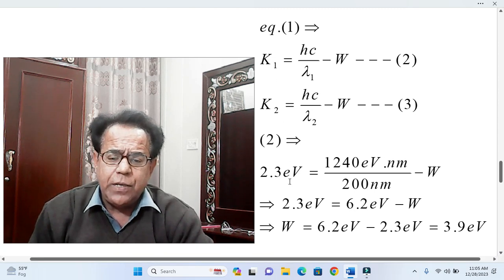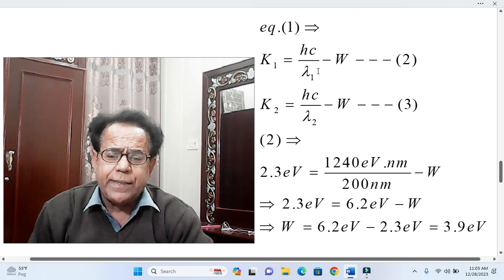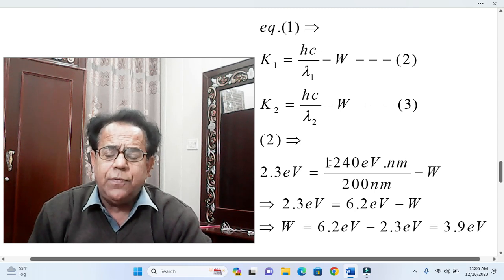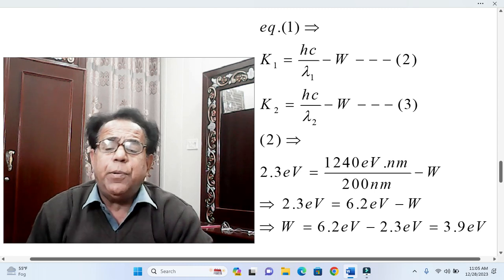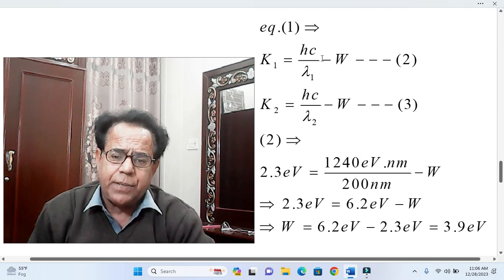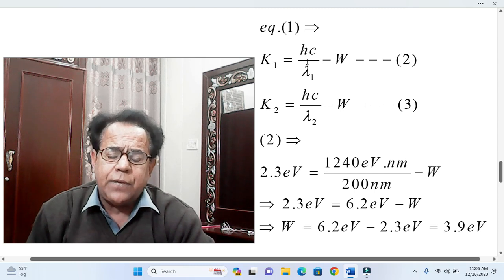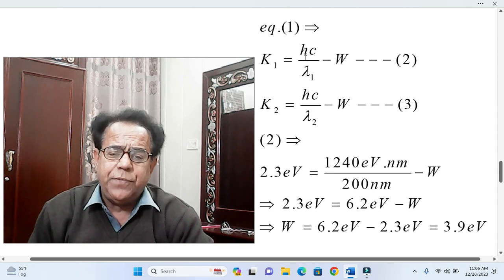In place of k1 we have used 2.3 electron volt, which value has been provided in the statement. In place of hc we have used its alternate value, 1240 electron volt nanometer. This value has been taken from the table of physical constants, which was shown as the first snapshot, in which the value of Planck's constant h is given separately and the value of speed of light c is also given separately, and in addition to these separate values, their combined value hc is also given. So here we have taken that combined value from that table.